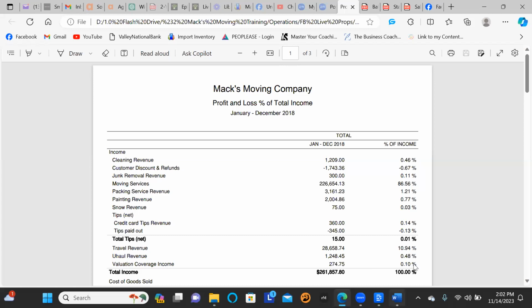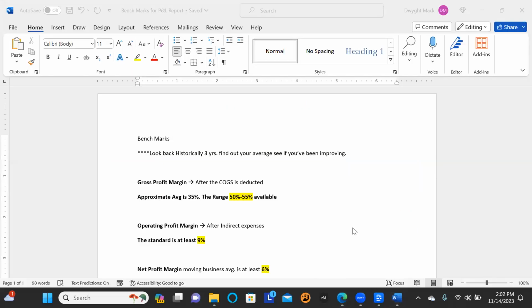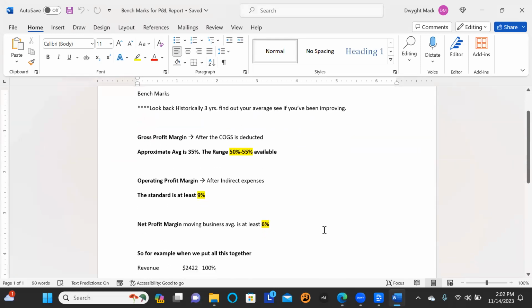So let me just share my screen. See what we got. Even go into the numbers. There's certain metrics that you're going to want to make sure my screen is showing. All right, perfect. So we just want to make sure that we have certain metrics that we're always considering on a profit and loss.